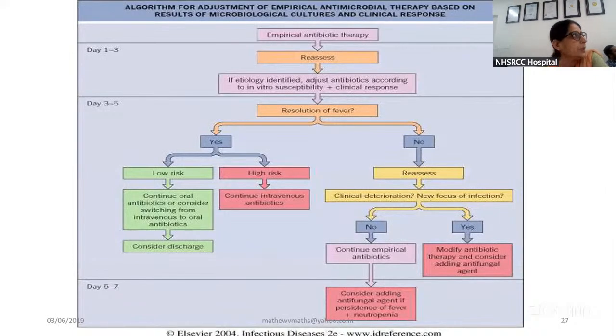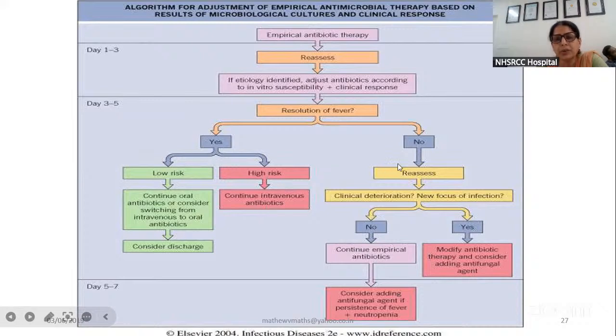So to summarize what I have said till now, you start with empirical antibiotics. When a child with febrile neutropenia presents, the first thing is that you examine the child, look at the danger signs, then you take the cultures, the CBC, and you start empirical antibiotics. After 72 hours, you reassess whether there is a resolution of fever or not. If yes, and the child is low risk, you can switch to oral antibiotics and then gradually discharge the child. If it's high risk, you can continue the IV antibiotics.